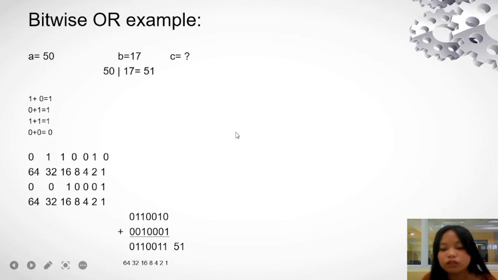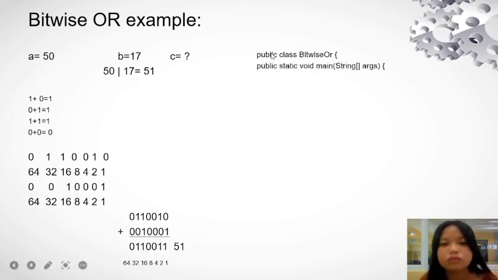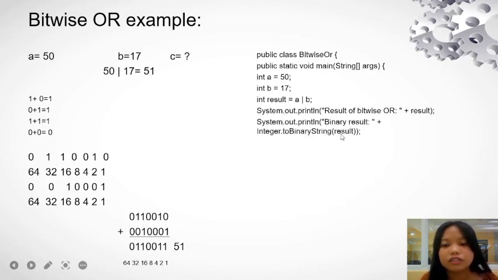So I have also a code here. Bitwise OR is our class name and our main method, public static void main, String args. The data type that I am using is int. A is a variable and 50 is our value. Also B is equal to 17. Int result = A | B. We need to print the result of bitwise OR, and also the binary result using Integer.toBinaryString(result).